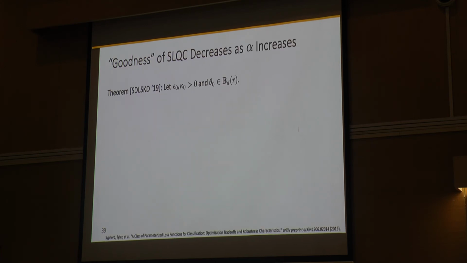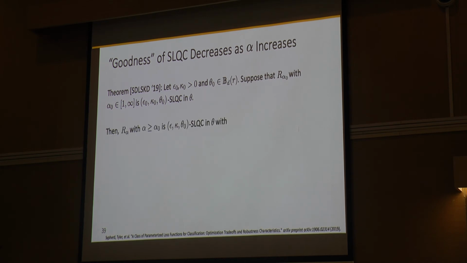So here's our theorem. It's realistically not good news. It tells you that as you increase alpha from 1, your SLQC parameters get worse. How so? In the following manner. We're going to assume that there exists an alpha naught, for example alpha equals 1, for which you are SLQC with the following parameters. How much worse will you get as you increase from there?